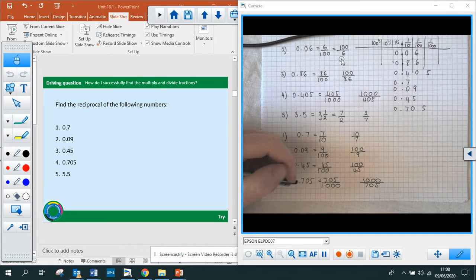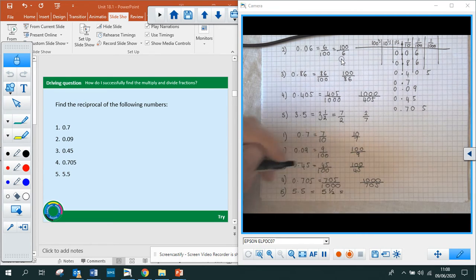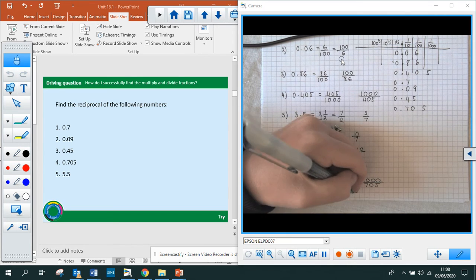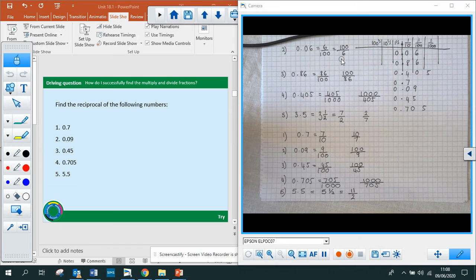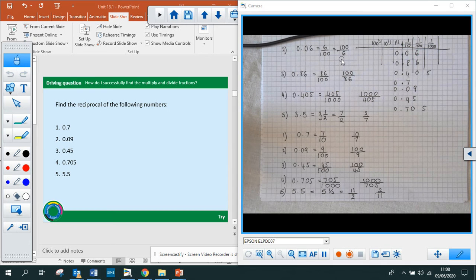The last one, question 5, you had 5.5. Okay, so hopefully you knew that that's 5 and a half. And remember, we need to convert it from a mixed number to an improper fraction first. So 5 times 2 is 10, add 1 is 11, so that's equivalent to 11 halves, 11 over 2. Okay, now find your reciprocal, flip it, it's 2 elevenths. Okay, so well done if you got those.